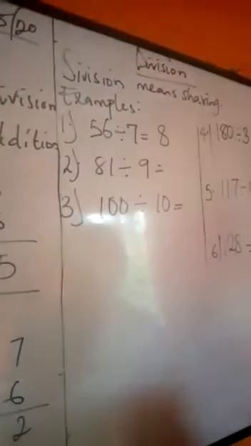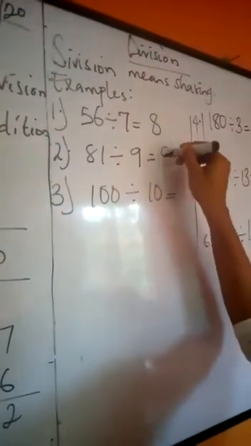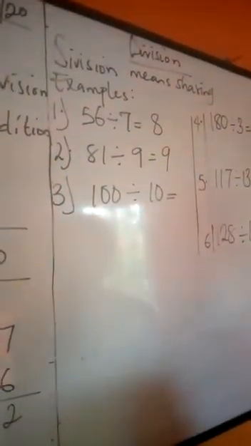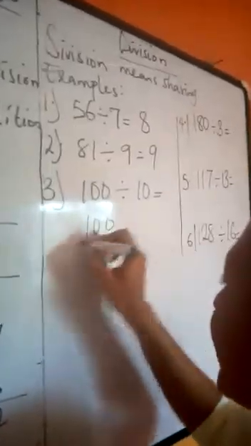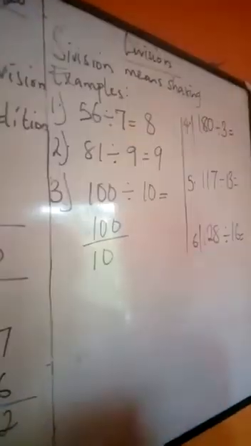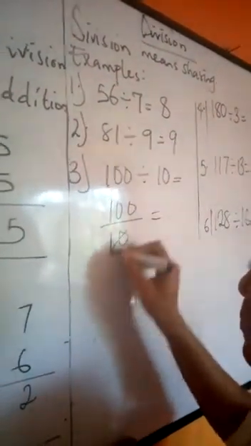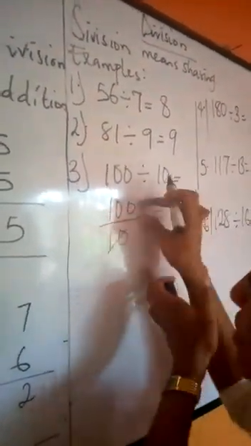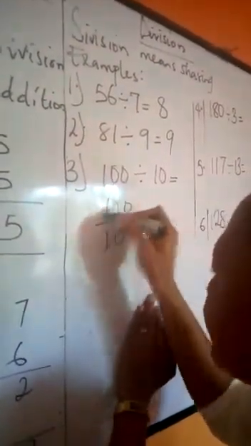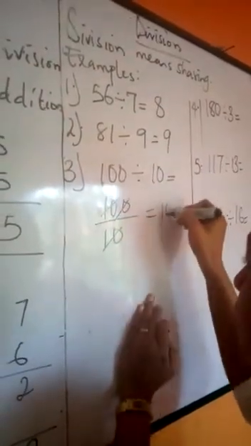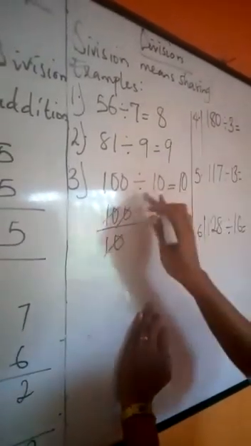81 divided by 9. Okay? 9 times 9 is 81. So 81 divided by 9 is 9. Now, dividing higher numbers like this, 100 divided by 10. Okay? Just follow me carefully. I'm going to take this number part by part. 10 divides 10 is 1. 10 divides 0 is 0. You see now? So I've gotten my answer as 10. So 100 divided by 10 is 10.